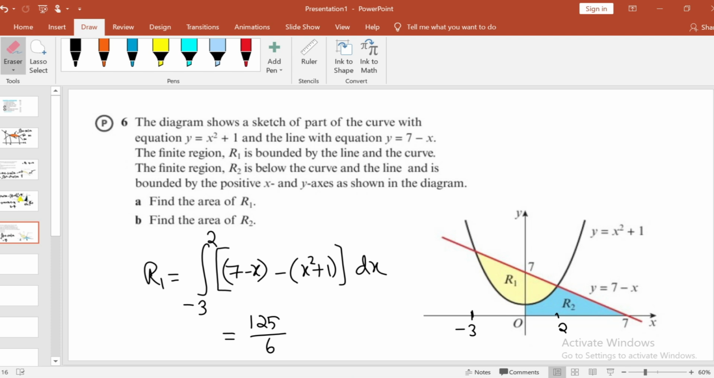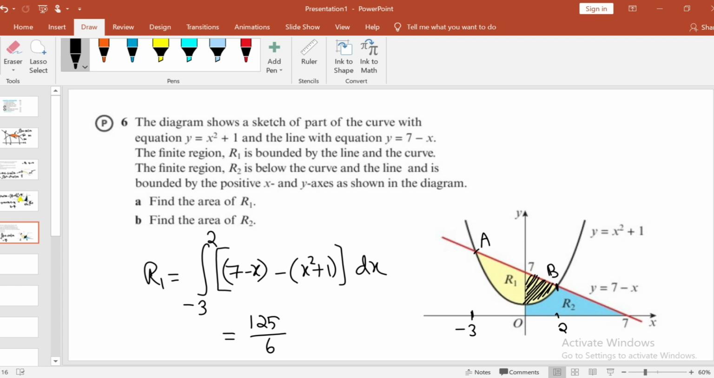Now look at R2. How are you planning to find R2? Maybe for your reference, I'm going to call this point B. This is A and B. I can find it like what I did for R1, but starting from 0 to 2. So you will get this little area, and then I just use the area of the triangle minus that. Can you do that, please?